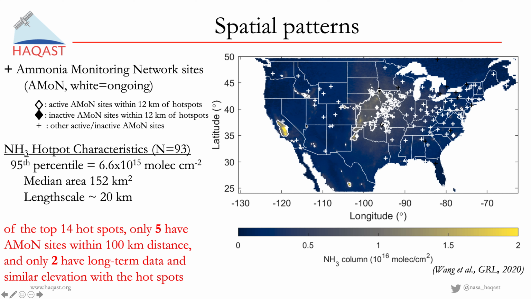And again, the length scale of these hotspots, at least for this percentile, is about 20 kilometers. And of the 14 top hotspots, only 5 have an AMoN site within 100 kilometers. And of those, 2 of them only have long-term data and are at a relatively same elevation. For example, Rocky Mountain National Park is not representative of the South Platte River Valley.